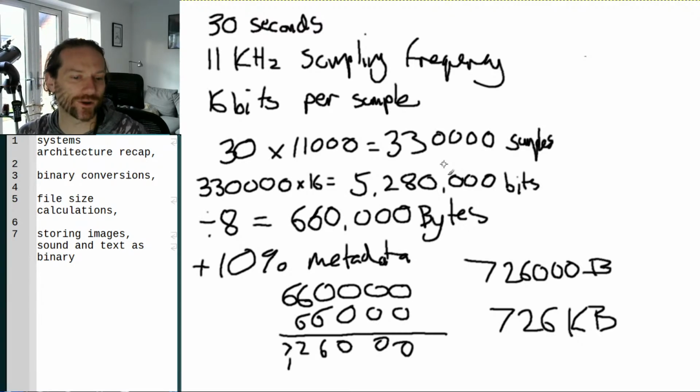Does that make sense to everyone? Tonight we have covered systems architecture. We've covered all of the elements of the CPU. We've looked at cache, number of cores, and clock speed. We've done all of the different binary conversions that you need to know. We've done file size calculations. We've done how images are stored, how sounds are stored, how text is stored, and working out what the file size would be for any of those files.